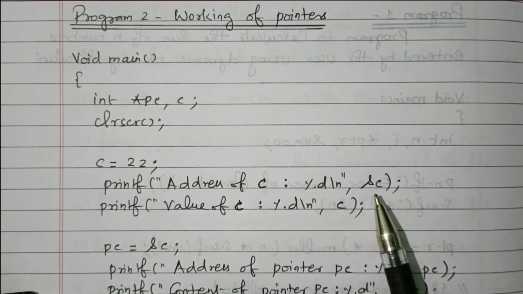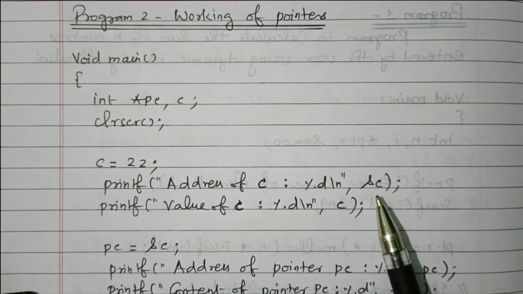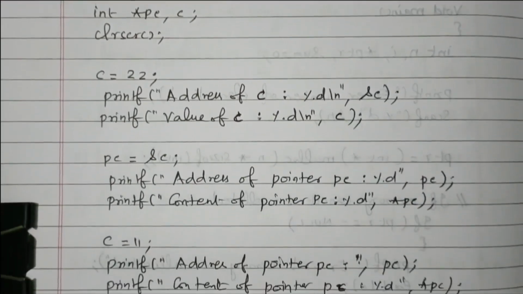Address means it will print the address. So c refers to the value, and address of c refers to where c is located, that address will be written, right? Now we'll go to the next module.